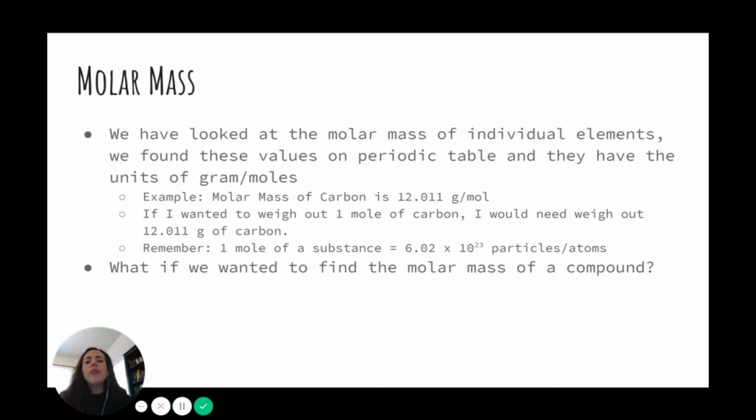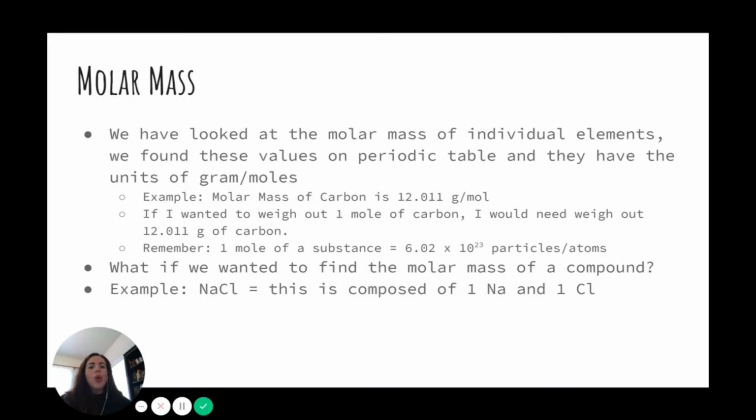But what if I wanted to find the molar mass of a compound where it's not just an individual element? How do I figure out that molar mass? Well, it's actually pretty simple. Let's look at one quick example. What if I wanted to figure out the molar mass of NaCl, sodium chloride? Sodium chloride, as you probably know, is just our table salt, what we use when we're cooking. Well, what you need to figure out is what sodium chloride is composed of. Sodium chloride is composed of 1 sodium and 1 chlorine.